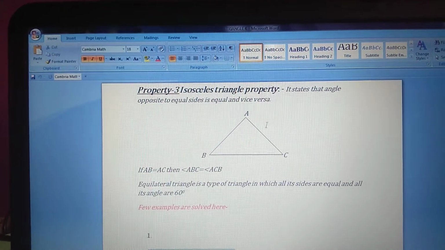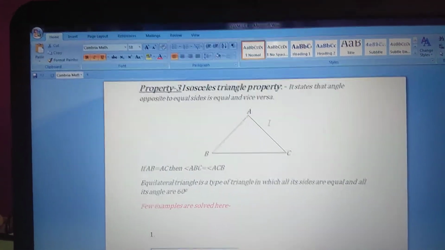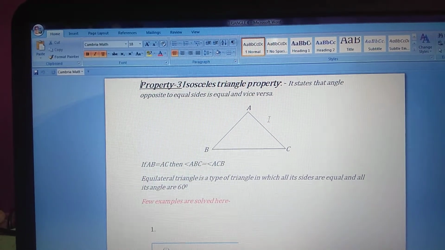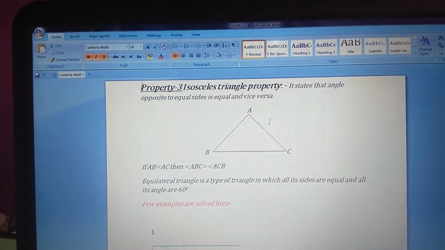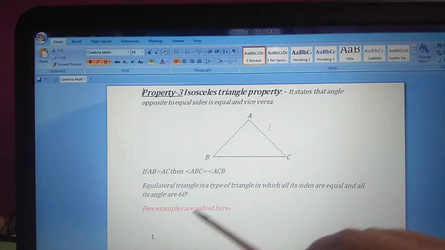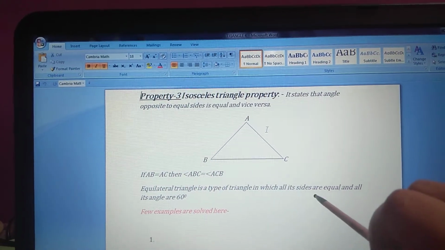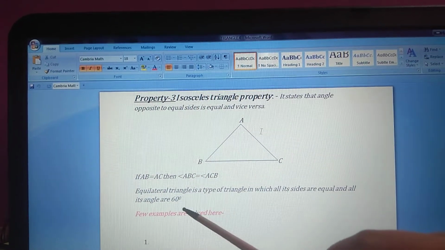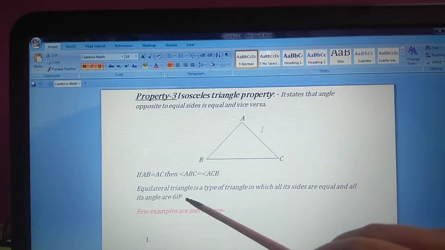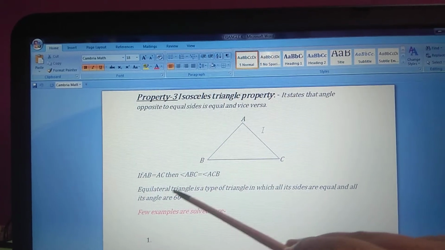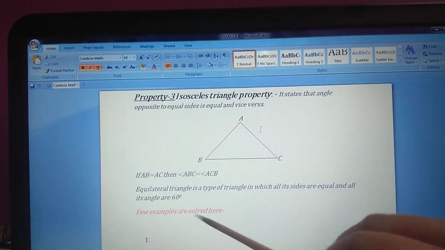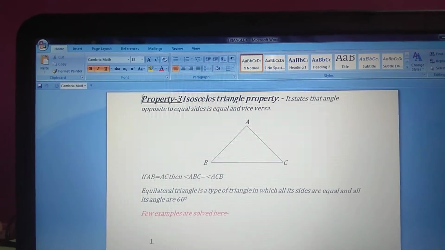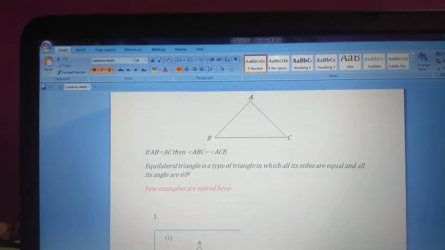There is one more special type of triangle, that is equilateral triangle. So one point to be remembered for equilateral triangle is, in equilateral triangle, all its sides are equal. This is known to us. But in an equilateral triangle, all of its angles are 60 degrees. This is the main point to be noted. So now let's go to some examples of this isosceles triangle property.